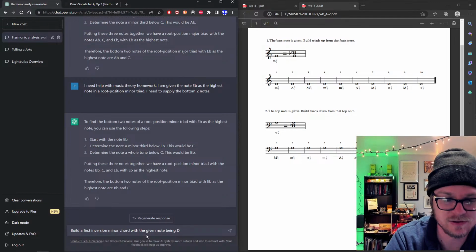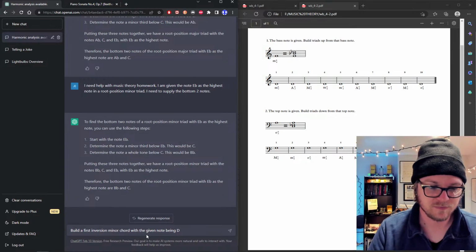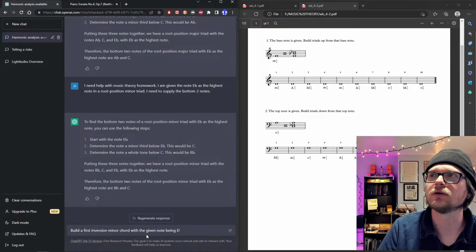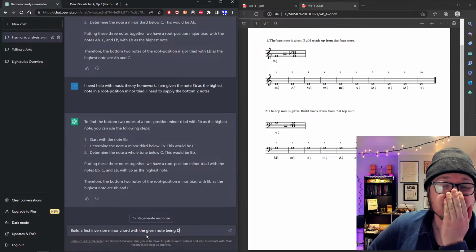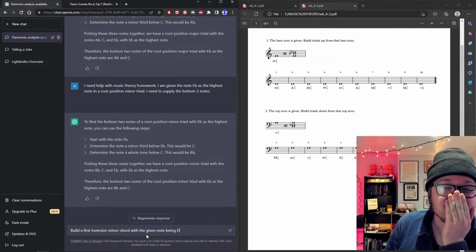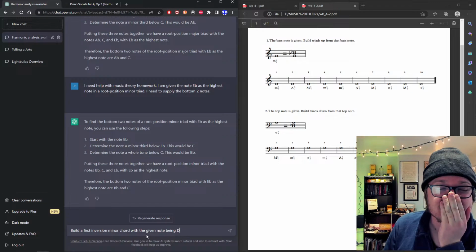It should be a B flat major chord. Okay, build a first inversion. Oh, wait, no, sorry. It should be, oh no, it's D flat, mate. No. I shouldn't be struggling on this. I've done this before. Oh my gosh, why am I struggling with this?